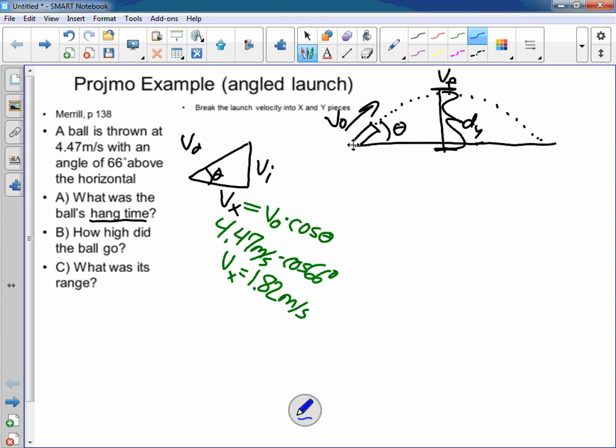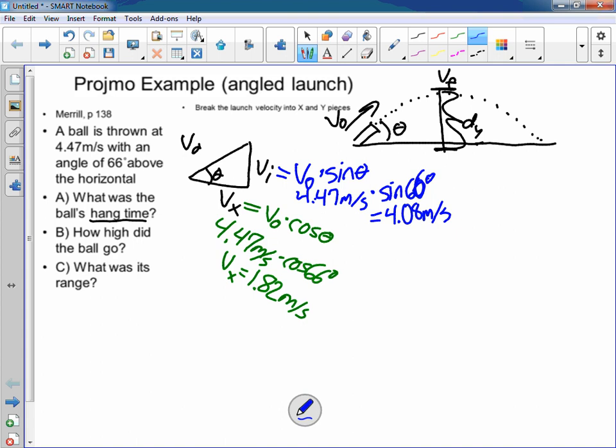Okay, so what's the velocity on the y, or the initial velocity? That's going to be which trig function? Sine. Right. V naught times sine theta. That's going to be 4.47 meters per second times sine 66 degrees. Okay, and what's that going to be? 4.08 meters per second. Always want to hold on to those units, right? To make sure we are organized.